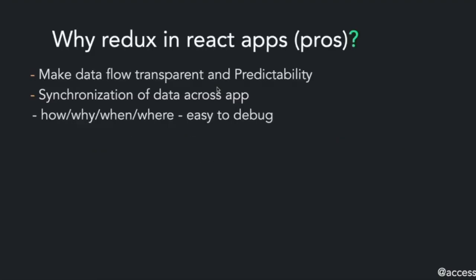Cool. So these are the pros which Salman was talking about. The first thing is why to use Redux in React apps: to make data flow transparent and predictable. We made a typo there. It should be predictable.